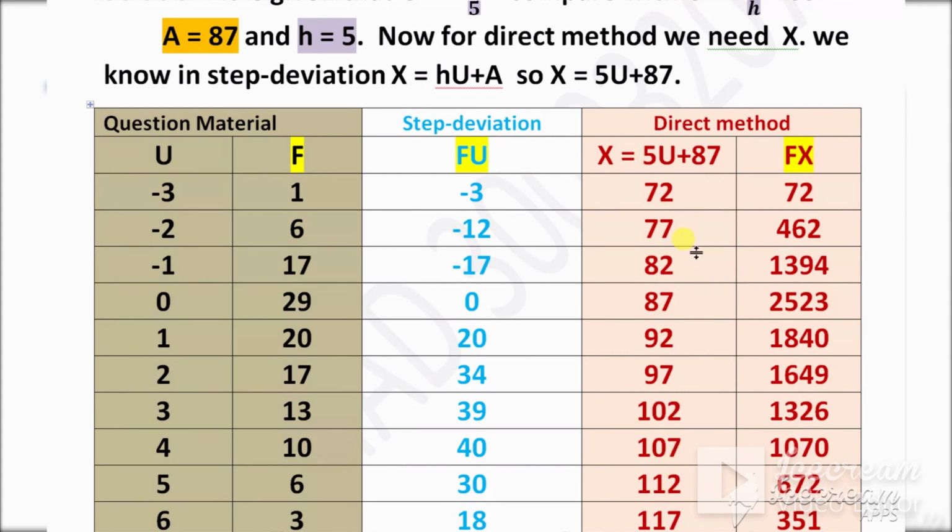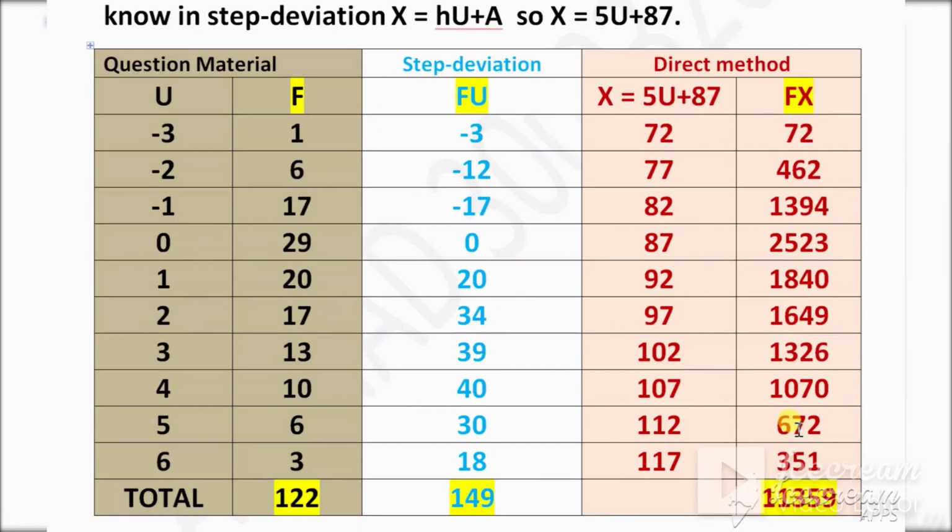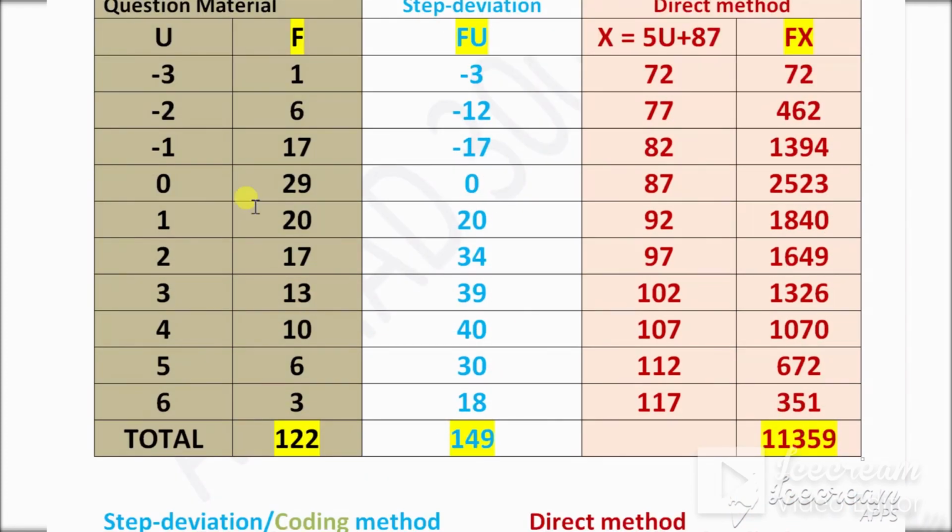Now according to our formula for the direct method, we have to find summation fx. So f multiply with x. 1 multiply 72 is 72. 6 multiply 77 is 462. 17 multiply 82 is 1394. 29 multiply 87 is 2523, and so on. So these numbers one by one you multiply with x, you will get this fx product. Now this yellow is the total. This one is summation fu total, and this yellow is summation fx total. So these are the totals we need for the formula.